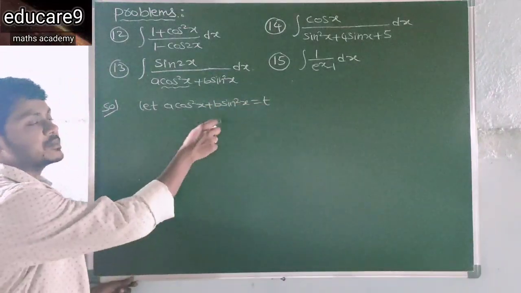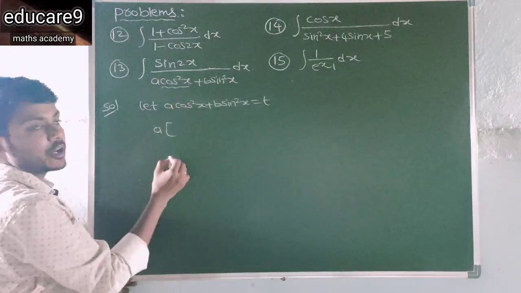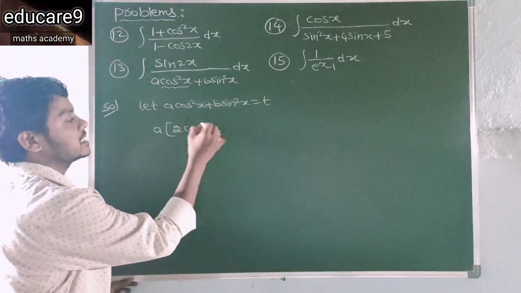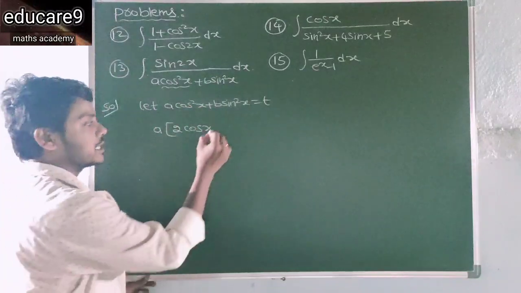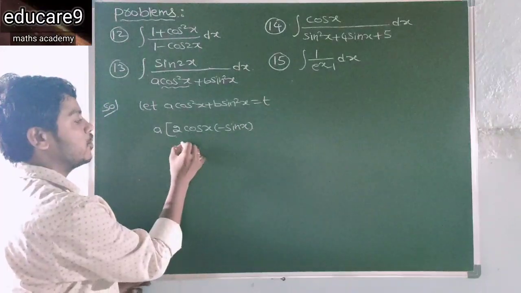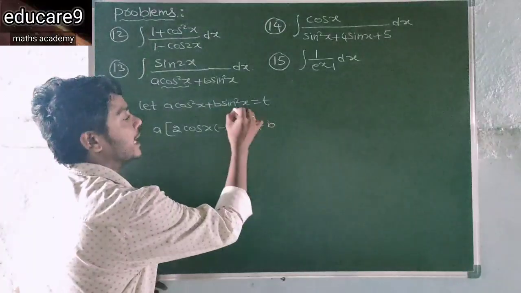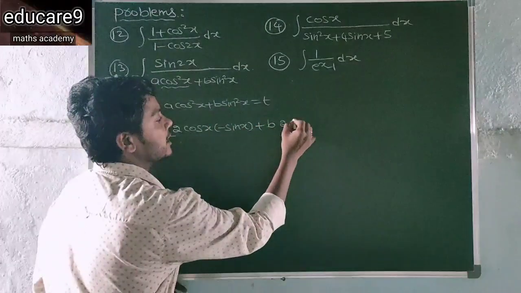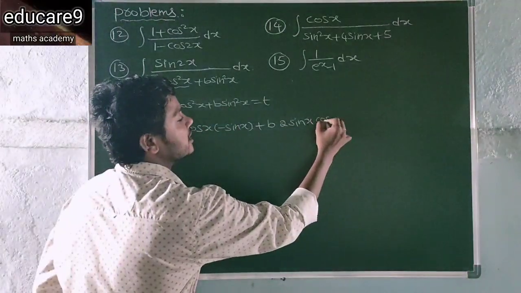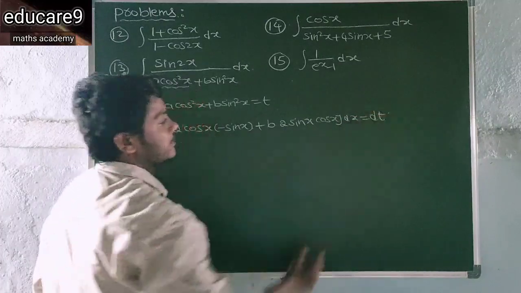Now differentiate with respect to x on both sides. That is a into the derivative of the exponent formula, that is 2 cos power n minus 1, that is cos x, and the internal derivative of cos x, that is minus sin x. Okay, so plus b into again the x to the power of n formula, that is 2 sin x, internal derivative of sin x, that is cos x. dx is equal to dt.